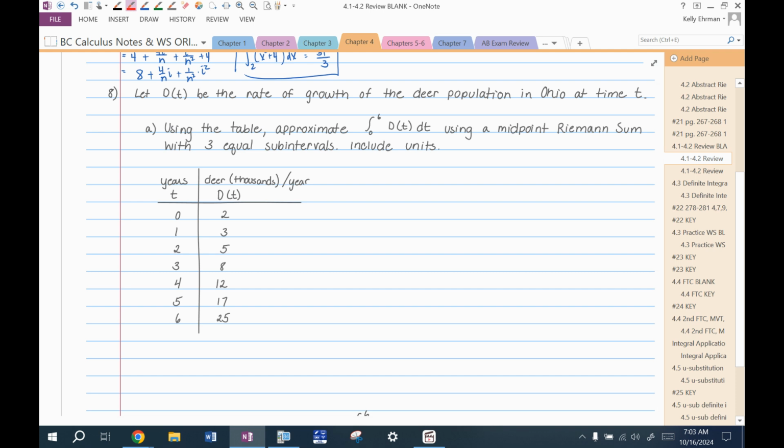So let d of t be the rate of growth of the deer population in Ohio at time t. Using the table, approximate the integral from 0 to 6 using a midpoint Riemann sum with 3 equal subintervals and include units. All right, so midpoint, 3 equal subintervals. Start with delta t, figure out what that is. So that's 6 minus 0 over 3. So I should be going every 2 units.